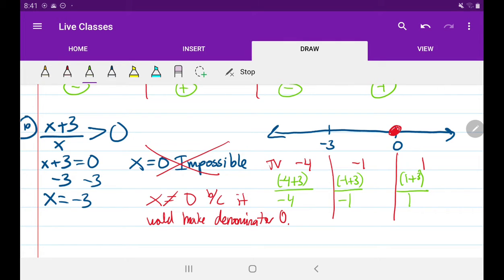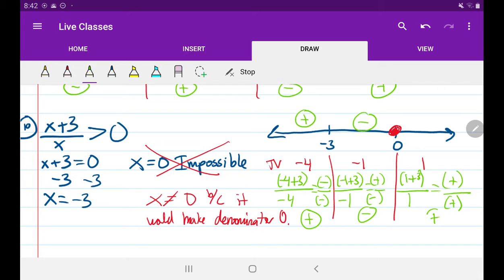Okay, so simplifying some things. Negative 4 plus 3 will give me a negative, and then over a negative 4. So a negative divided by a negative is a positive. So we'll have a positive right there. Negative 1 plus 3 will be a positive over a negative. So a positive divided by a negative is a negative. So we'll have a negative there. 1 plus 3 is a positive. 1 is positive, so positive divided by a positive is positive, so we'll have a positive on the right side.